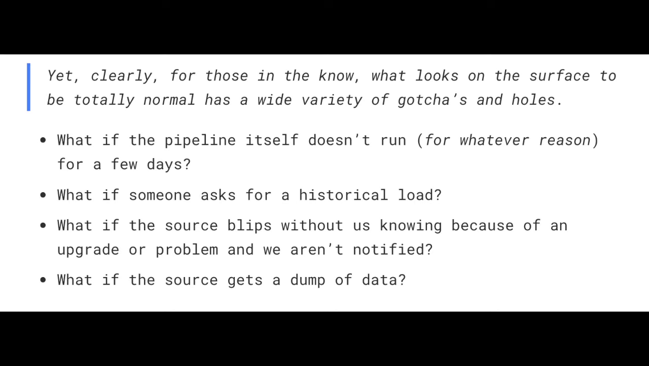Yet clearly for those in the know who've been doing this, what looks simple on the surface has a wide variety of gotchas and holes in it. What if the pipeline itself doesn't run for whatever reason for a few days or a few hours? What happens? How are we going to go back and get that missed data? What if someone comes to us and asks for historical loads? Say, hey, we've got 2018 historical data here. I need you to load it. Well, that pipeline clearly is not going to work.